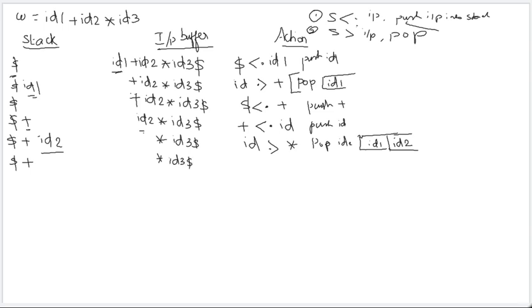Now the top of the stack has plus and the first element in the input buffer is star. The relationship between these two is that plus has a lesser precedence over star. Which means the action we have to take is push the new element into the stack. So the stack becomes dollar plus star, and the buffer becomes id3 dollar.